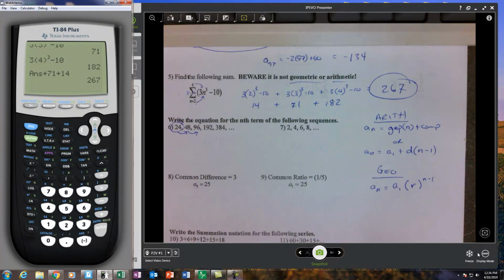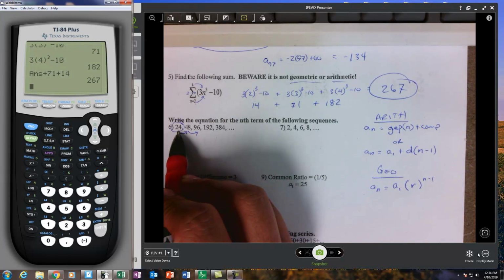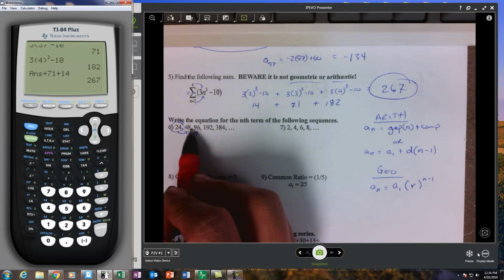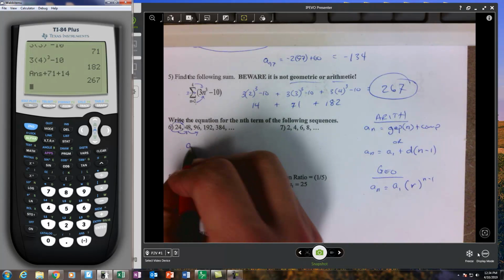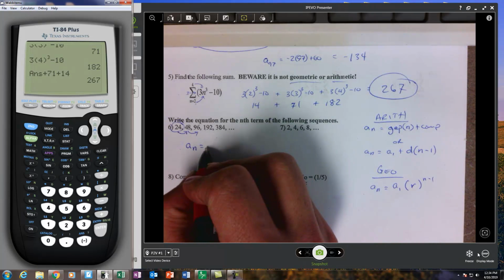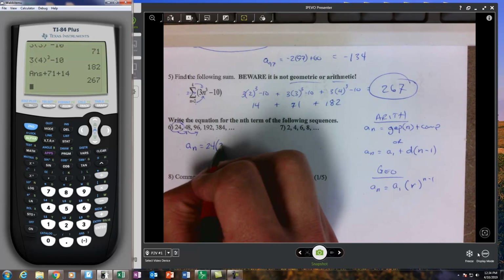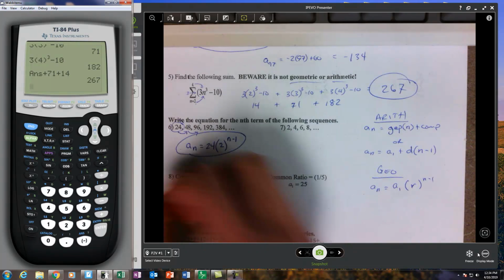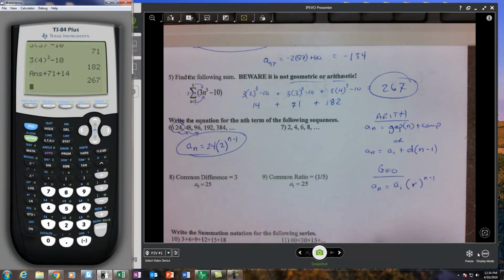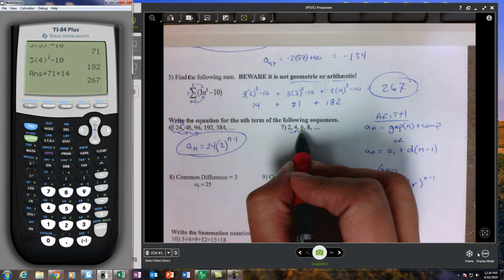So because I know that the first term is 24, all I need now is the common ratio. What multiplication moves me from one term to the next term to the next term? And it's a multiplication of 2. So in this problem, all I have to do is the first term, 24, times my multiplier, which is 2, to the n minus 1. And I'm done.